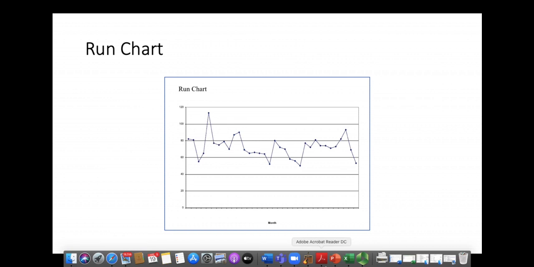One of the simple ways of doing this is to use what is called a run chart. This plots data over time, allowing for variation to be seen from day to day.